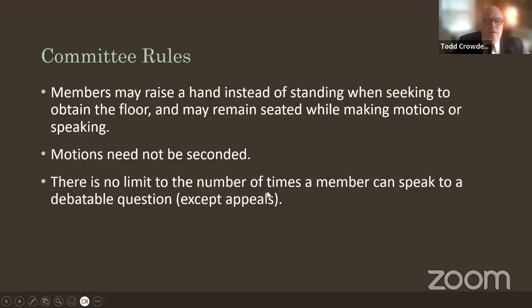And in case you don't know this, debate is unlimited in a committee, except for appeals, which is rare. So usually in a committee, you're going to have unlimited debate, but it can't be used to abuse. So, like, no filibustering. You can't say, "Well, I'm going to talk all night to keep you from adopting this motion." Don't do that. That's against the rules. But free and fair debate with no limit in a committee.